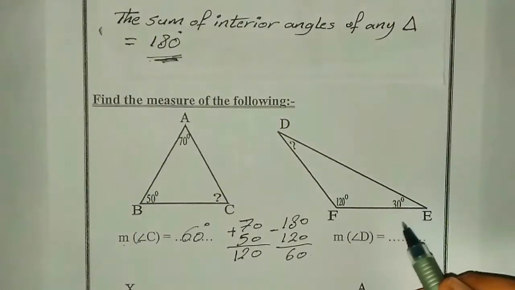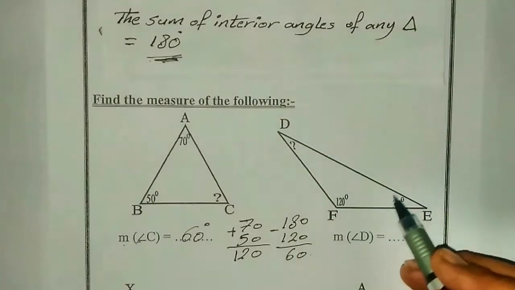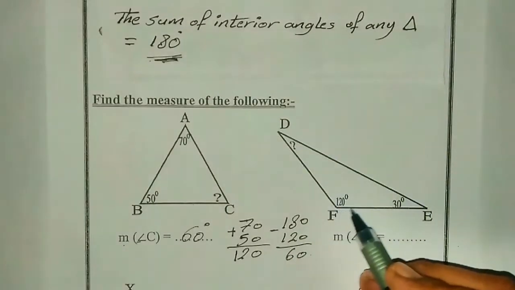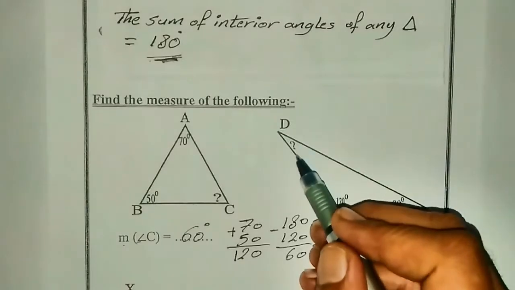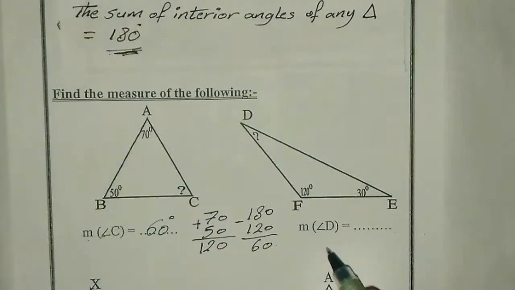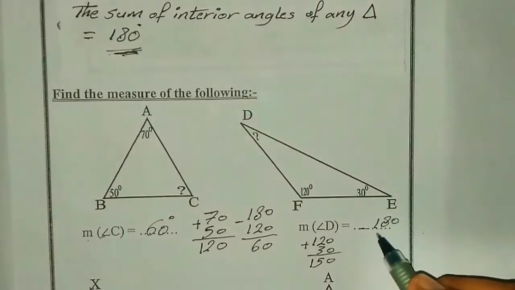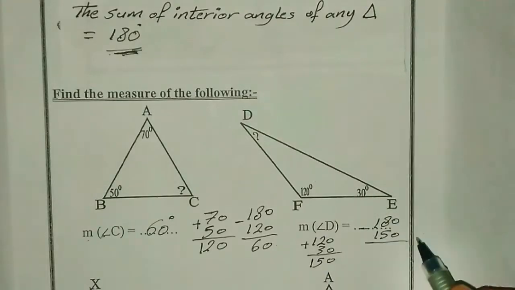Second example, in a triangle EFD, we have 30 degrees and 120 degrees. Find the measure of angle D. First, we'll add 120 plus 30 equals 150, and subtract 150 from 180 equals 30.